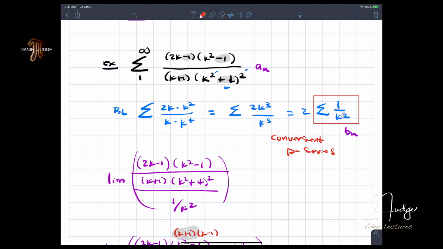Now, what do we know? This is a convergent p-series that we're looking at. That means this series also converges. And it converges by the limit comparison test, if you want to abbreviate it. Sometimes people abbreviate it. Sometimes I abbreviate it, like I abbreviate "behaves like" here for you. Converges by limit comparison test. And this is how we start working with the limit comparison test.